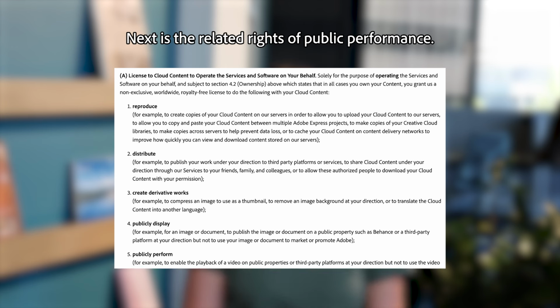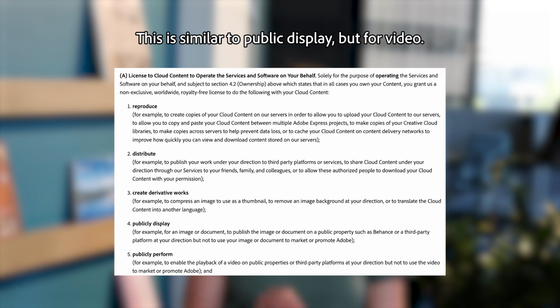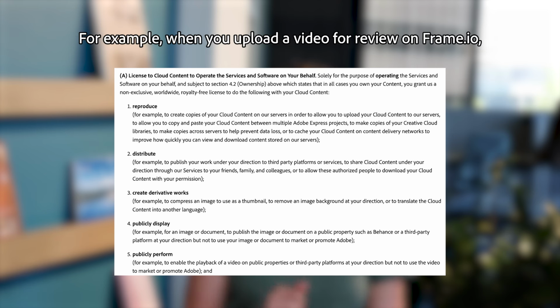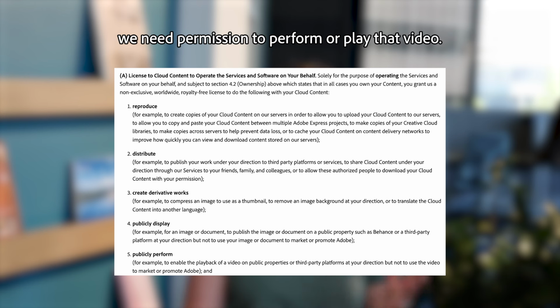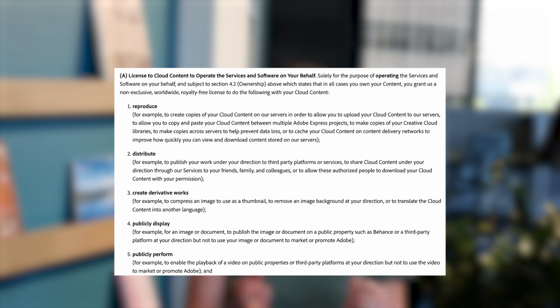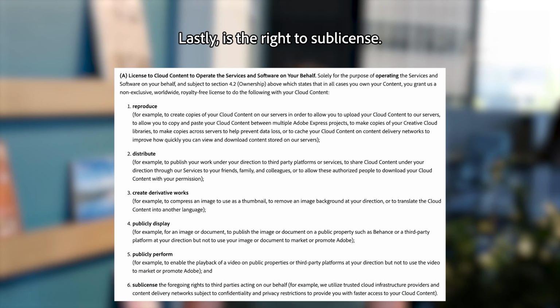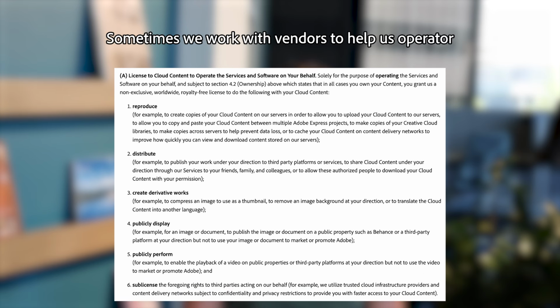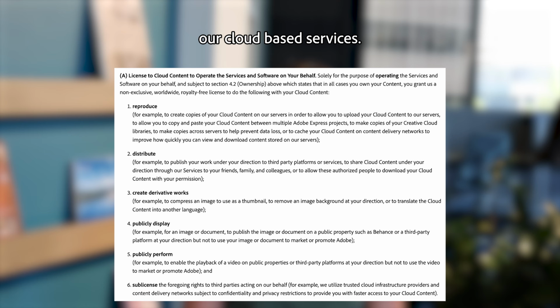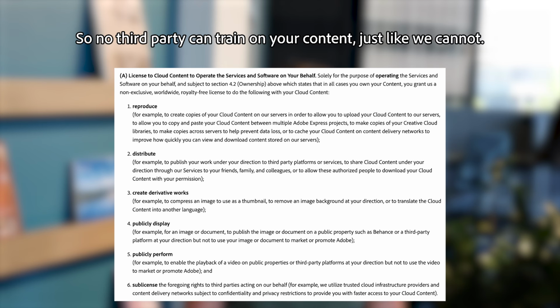Next is the related right of public performance. This is similar to public display, but for video. For example, when you upload a video for review on Frame.io, we need permission to perform or play that video. Lastly is the right to sublicense. Sometimes we work with vendors to help us operate our cloud-based services. We cannot and do not give them more rights to your content than you give to us. So no third party can train on your content, just like we cannot.